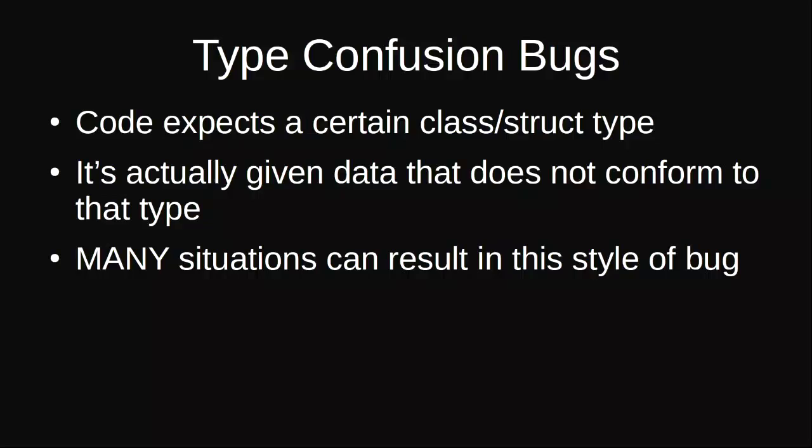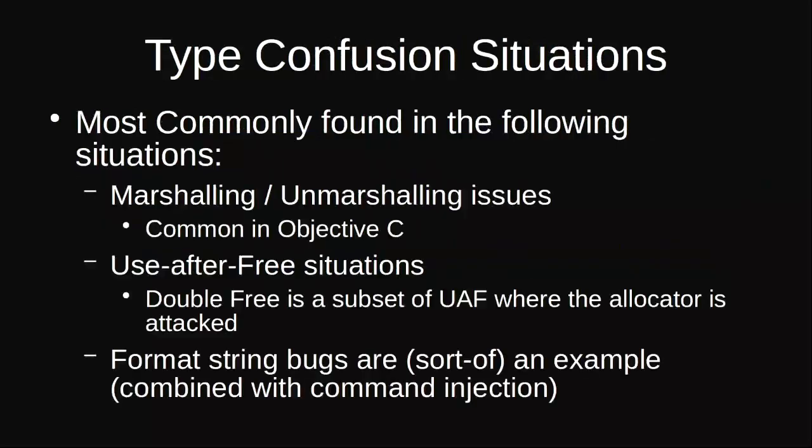Type confusion bugs is a big, big category. The general form is that the code expects you to have sent it a class of a certain type. It expects to be operating on class A or structure A, but it is in fact operating on a different type, right? And there are some pretty interesting standardized ways to make that happen. The most common currently is the use after free. Marshalling and unmarshalling, you will see in a lot of languages where people are passing objects, say over the network or between processes. Objective-C is a common place that you'll see marshalling and unmarshalling issues.